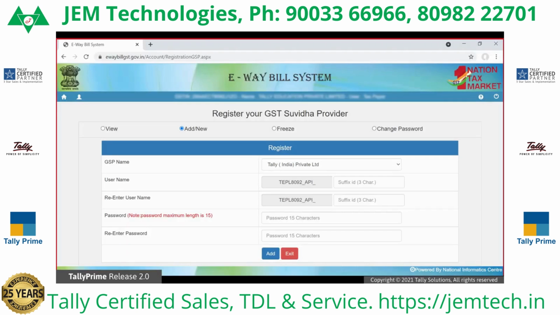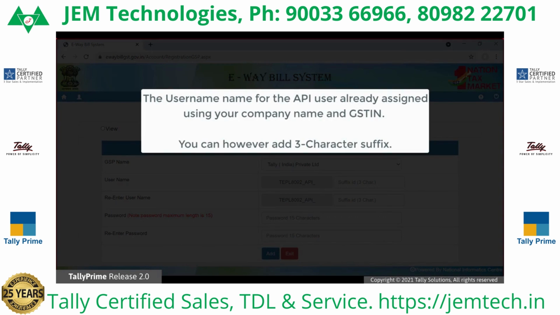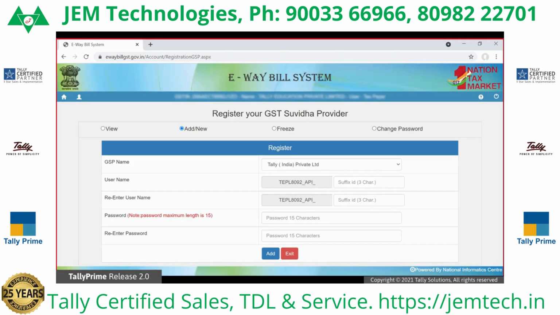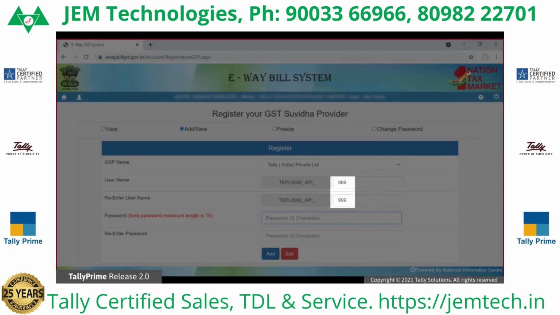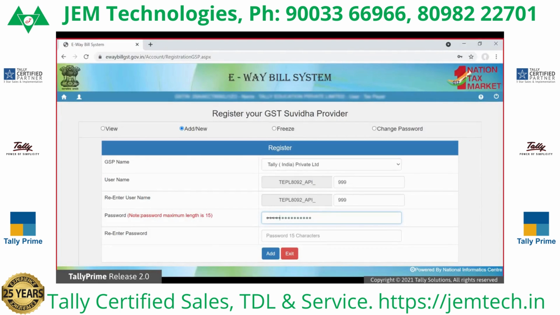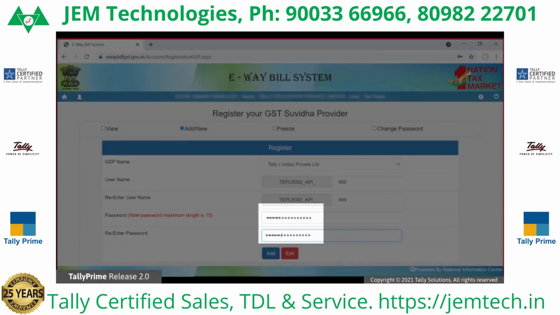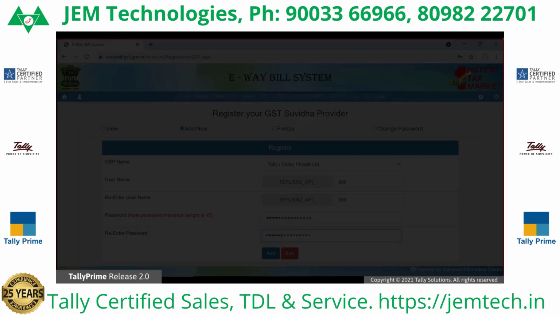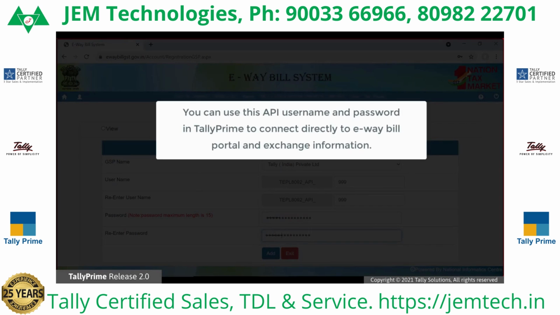The username is already assigned by the e-way bill portal. You can add a 3-character suffix to the username. Enter a 3-character suffix in the username and re-enter username fields. Enter a 15-character password in the password and re-enter password fields. You can use this API username and password in Tally Prime to directly access e-way bill portal and exchange information.